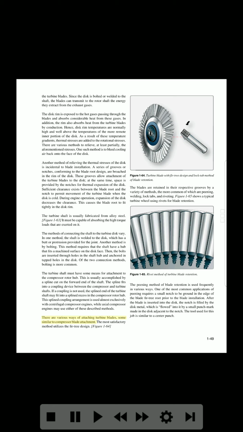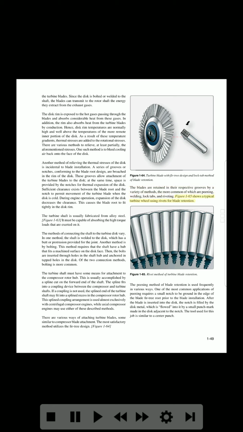there are various ways of attaching turbine blades, some similar to compressor blade attachment. The most satisfactory method utilizes the fir tree design. Figure 1-64. Turbine blade with fir tree design, and lock tab method of blade retention. The blades are retained in their respective grooves by a variety of methods, the more common of which are peening, welding, lock tabs, and riveting.